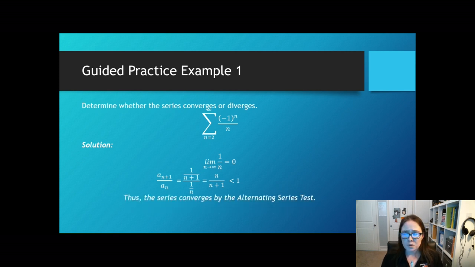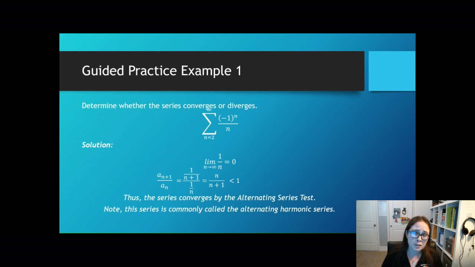Okay, so we met both of the conditions of the alternating series test, so I can say that the series converges, and I state the test that I used. And that's it. We've proven it converges. And just a note, this is a commonly seen series, and we often refer to it as the alternating harmonic series. And now that we've proven that it converges, whenever you see an alternating harmonic series, you can say, well, that's an alternating harmonic series, therefore it converges.